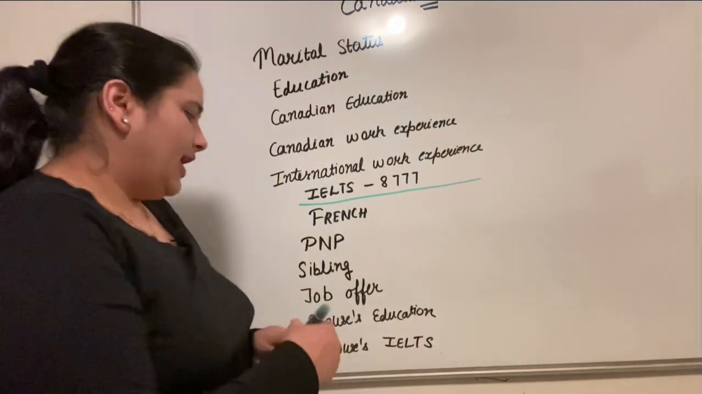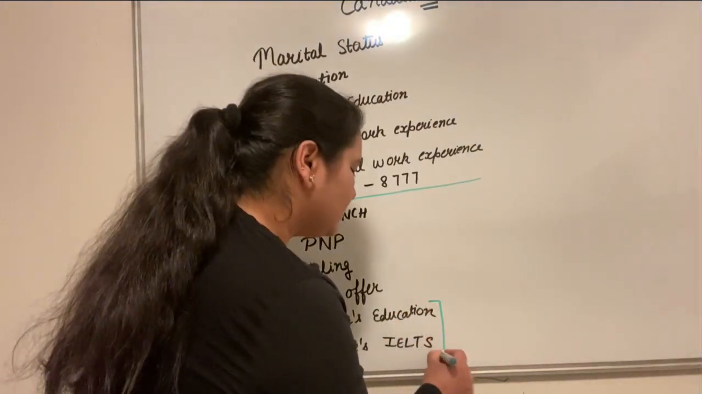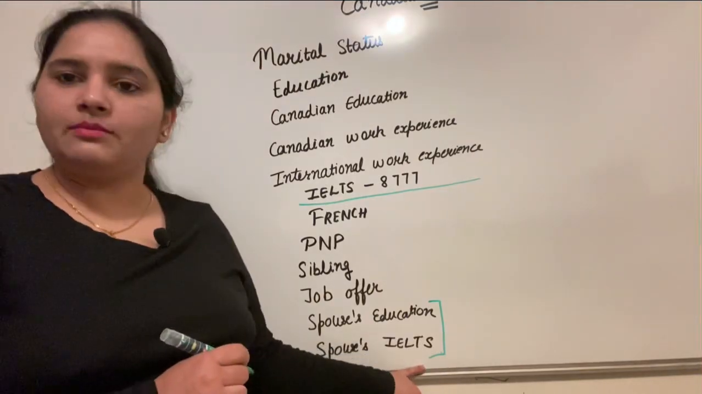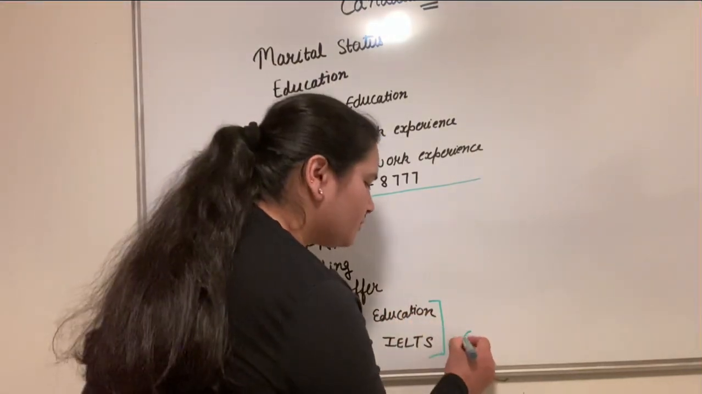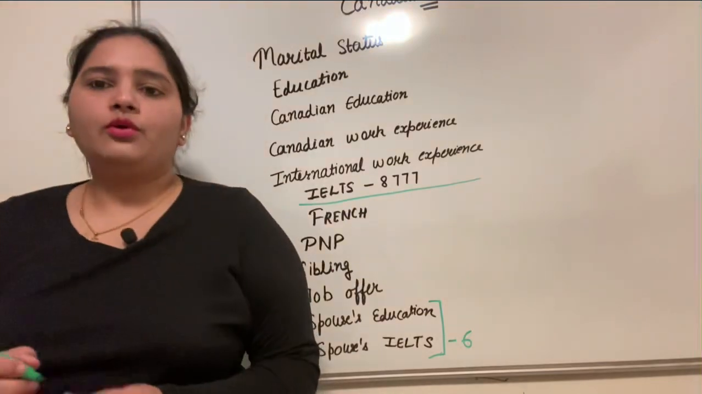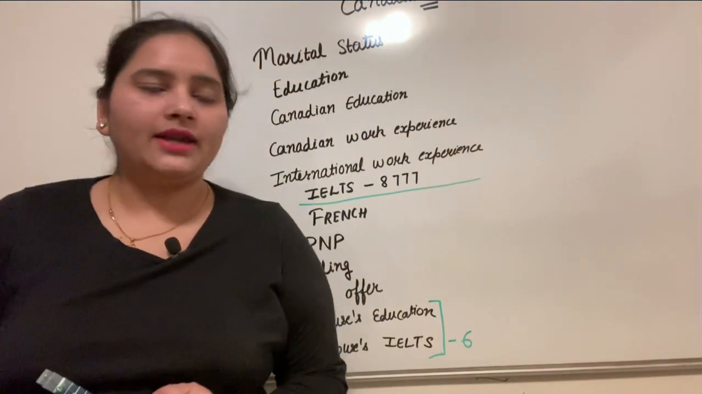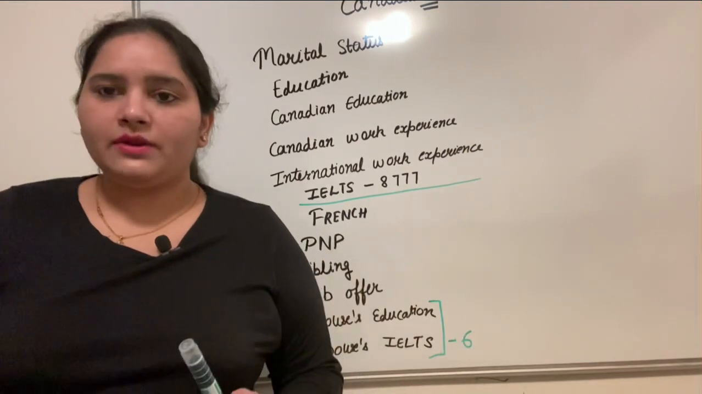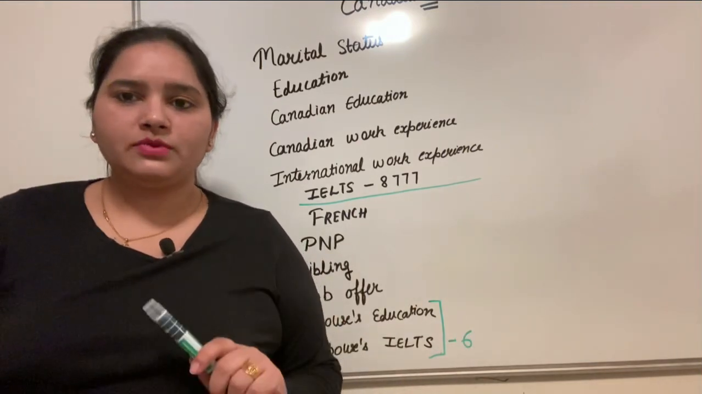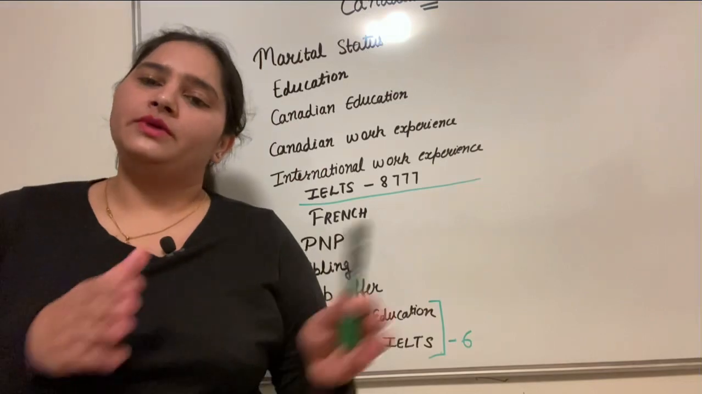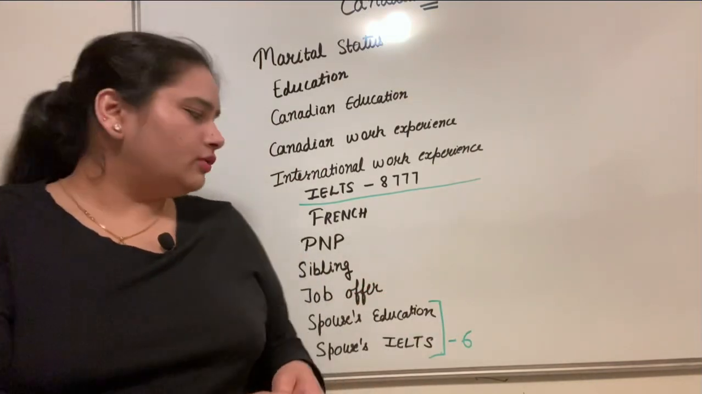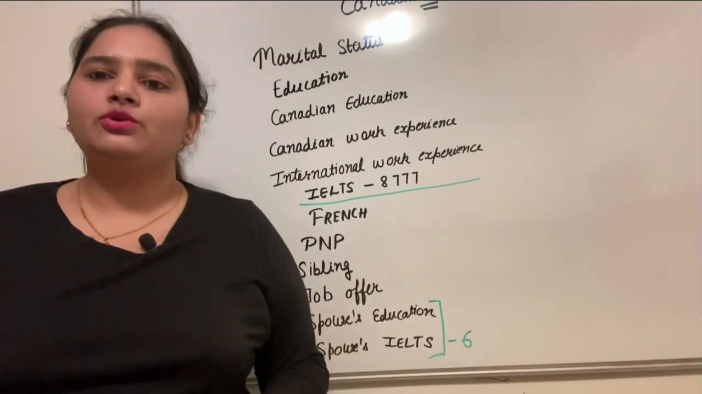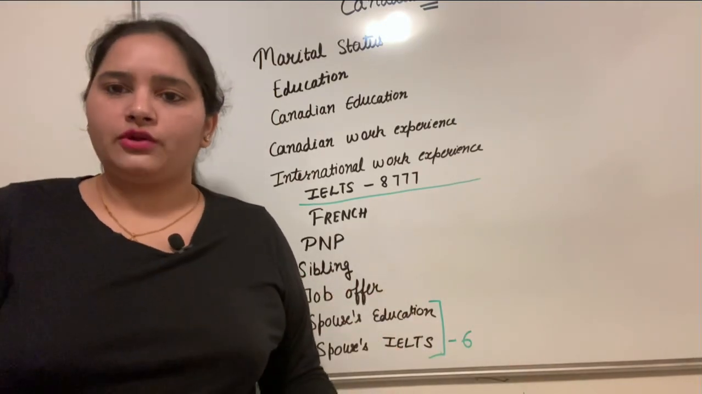Okay, then we have spouse education and IELTS. Those people who are married, they will put these details also. In spouse IELTS, the minimum is 6 in each, but if you get more, you will get benefited for that. And if both the applicants, the primary applicant and the secondary applicant, if they both get 8,777, then their score will be boosted up. So you need to see if you can get more than 6. That is going to be advantageous for you.